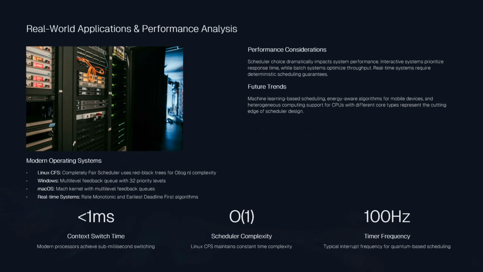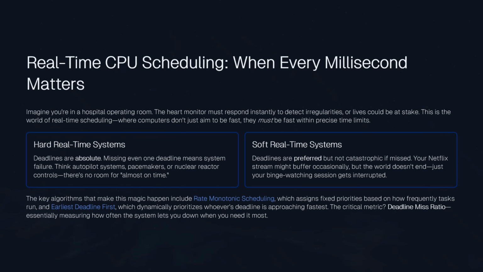Schedulers in real-time systems like autopilot software must meet strict time guarantees. Real-time scheduling is used where timing is everything, like in hospitals, autopilots, or industrial control systems. There are two kinds: hard real-time, where missing a deadline means failure, and soft real-time, where delays are acceptable but undesirable. Two major algorithms handle this. There are rate monotonic, which gives fixed priorities to frequent tasks, and earliest deadline first, which always runs the most urgent tasks first. The key metric here is how often deadlines are missed because in real time every millisecond counts.